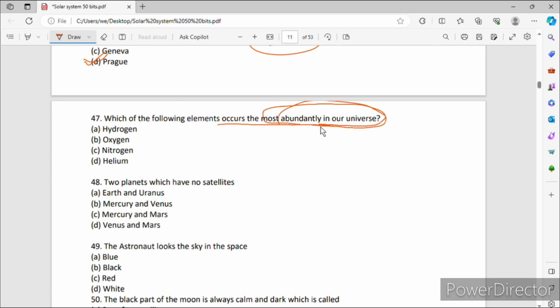Okay, see the next question, which of the following elements occurs most abundantly in our universe? Most of the planets like Jupiter, and most of the solar system objects, have hydrogen. Hydrogen is the maximum in composition, so hydrogen is the most abundantly occurring element in the universe.